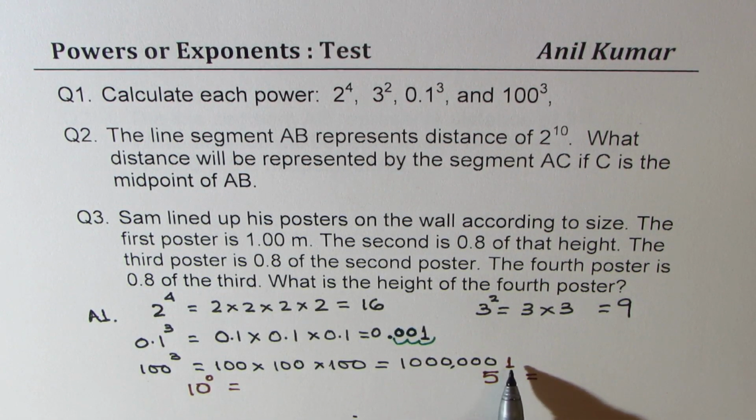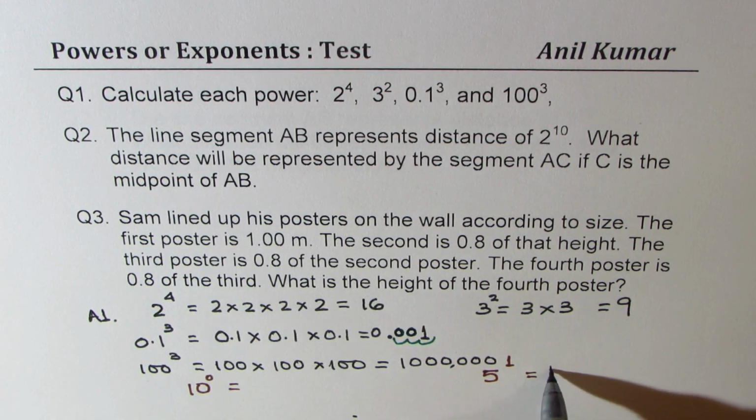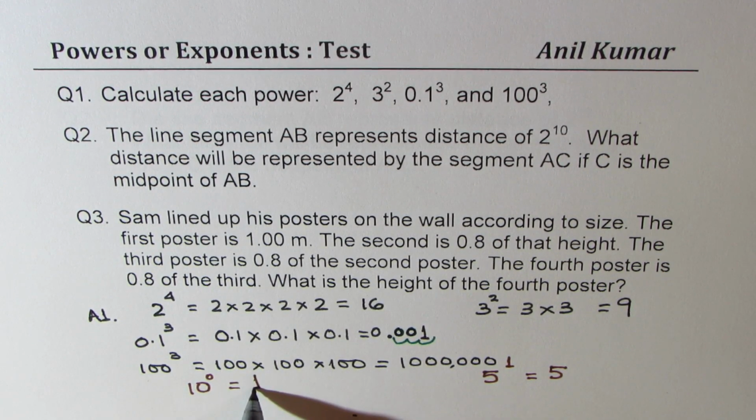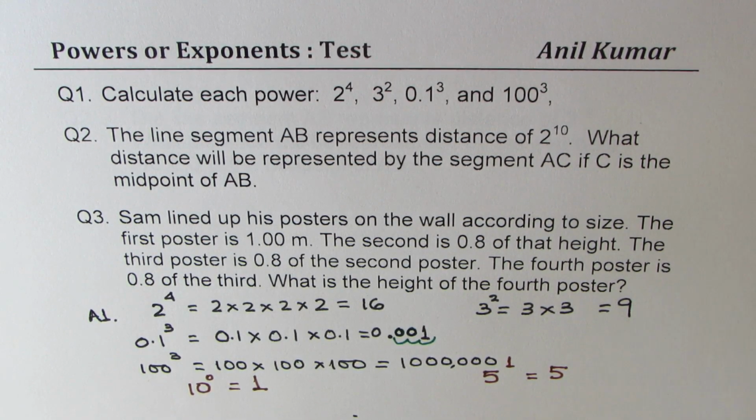Anything to the power of 1 will be that thing itself. So 5 to the power of 1 is going to be 5. And anything to the power of 0 is what? I hope you got it. Anything to the power of 0 is just 1. Okay. So this is very important to remember. Now let's move on and answer the second question.